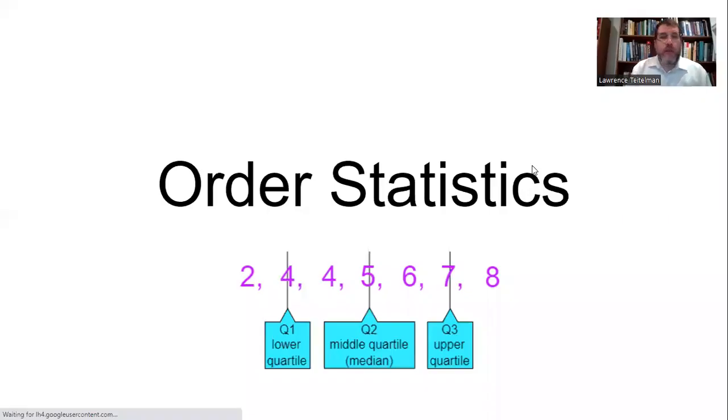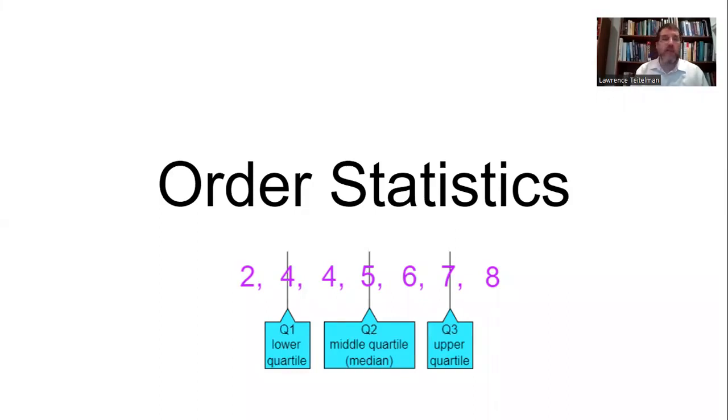All right, so the first question that we're going to answer is, what do we mean by order statistics? Order statistics has to do with if we were to order the data, right? What would be the minimum? What would be the maximum? What would be the median? What would be the 25th percentile? What would be the 75th percentile? Questions like that, that's what we mean by order statistics.